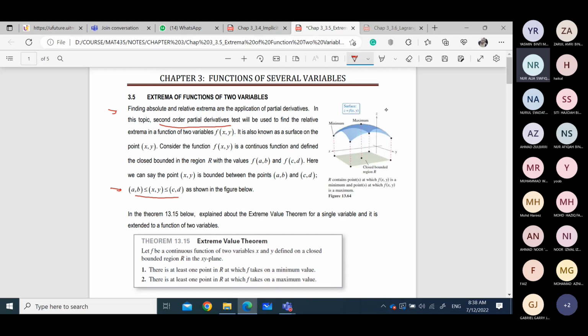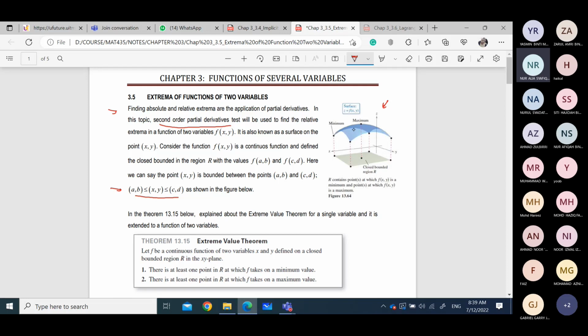Alright, so look at this diagram, figure 13.64. Here we have a surface. A surface, we know it as z, so z is a function of x and y. A function of x and y represents a surface. So surface means permukaan. Before this, we discussed functions involving one variable. One variable is not a surface, that one is a plane. So that is a bit of a difference between a function involving one variable and two variables.